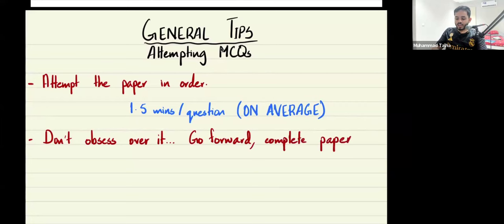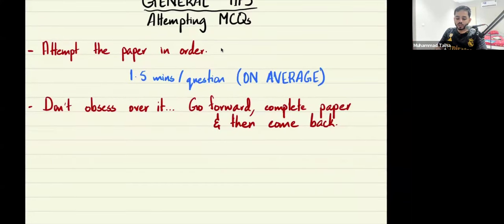So let's say that we have an average figure of spending 1.5 minutes per question, right? Let's say you give that difficult question twice that time. So let's say you give it a good 3 or maybe even 4 minutes. I don't recommend 4, but let's say you give it 3 minutes and you still can't figure it out. You shouldn't get obsessed with it. You shouldn't fixate on it. You should go forward, complete the rest of the paper, and then come back to it.